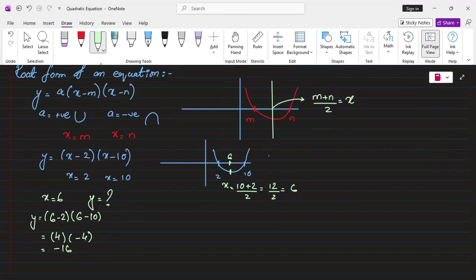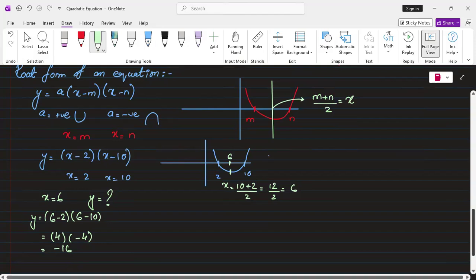Nice. So if the root form equation is given to you, you don't need to worry about anything. You can just simply take out the average of the roots and find out the x coordinate of the turning point. Once you know the x coordinate, just simply plug in that value into the given equation at the place of x and find out the y coordinate of the turning point. This is how you can solve for the root form equation.